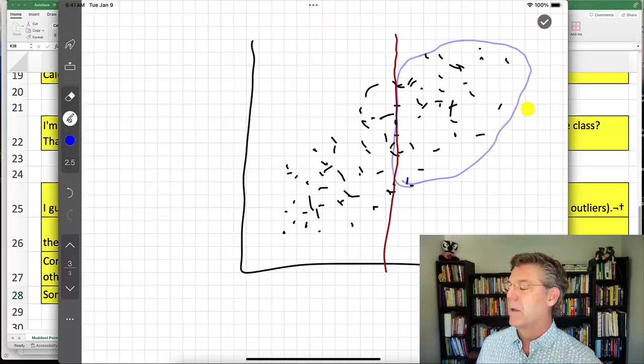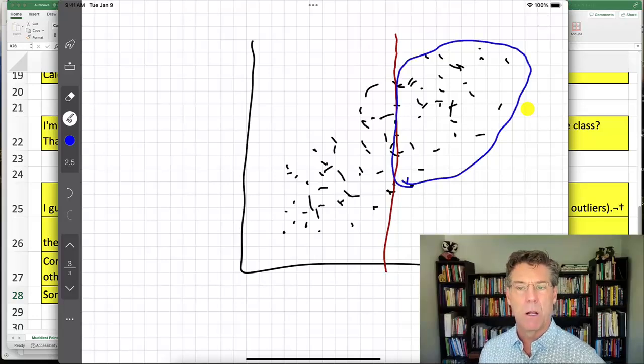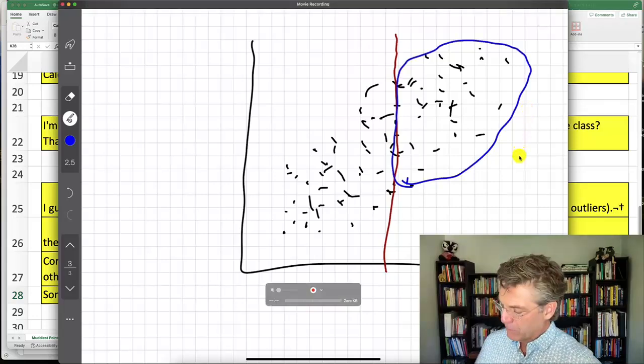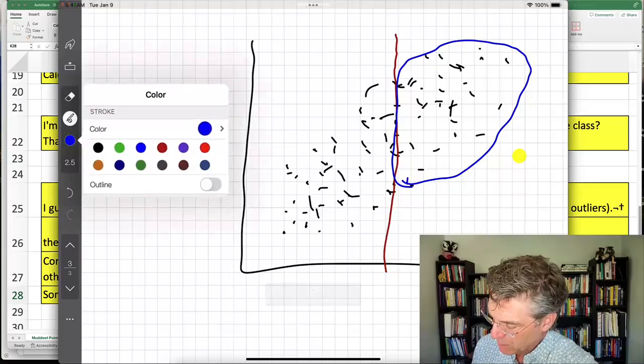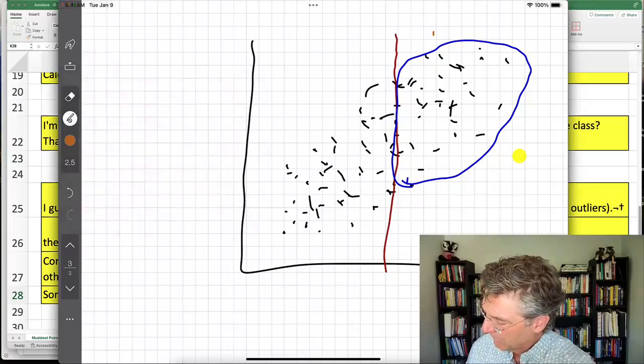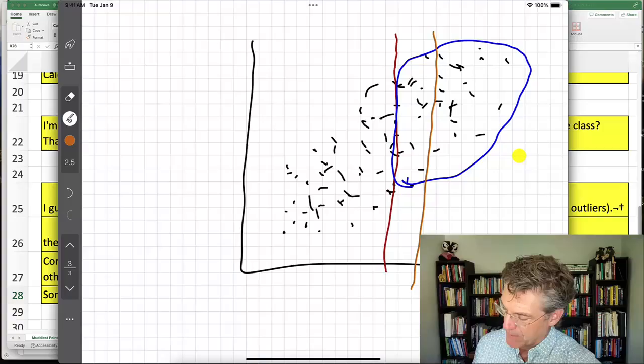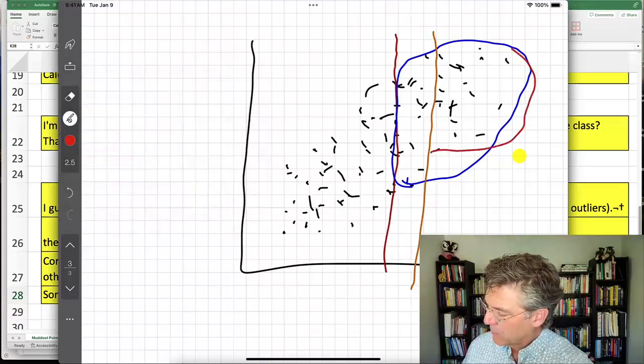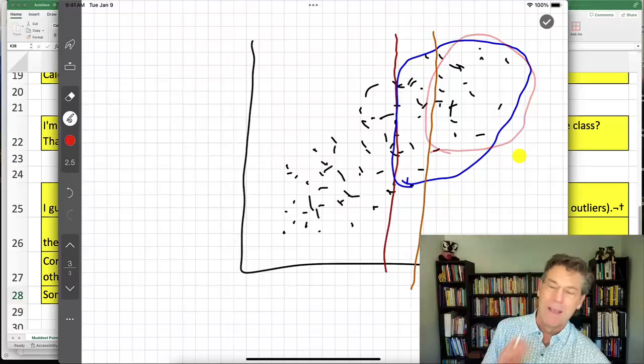Okay. It's not quite as strong as what it was before. And if we restricted our range even more, maybe out to here, now when we draw a line around it, it looks pretty much like no correlation.